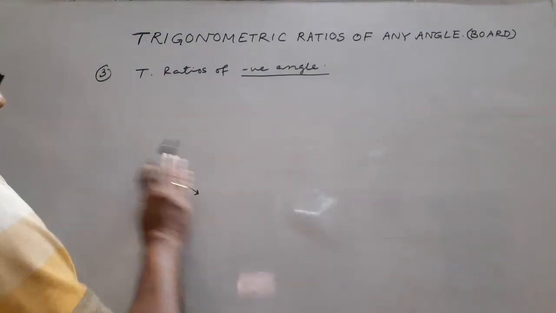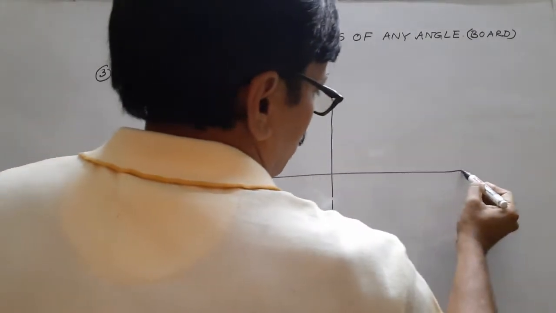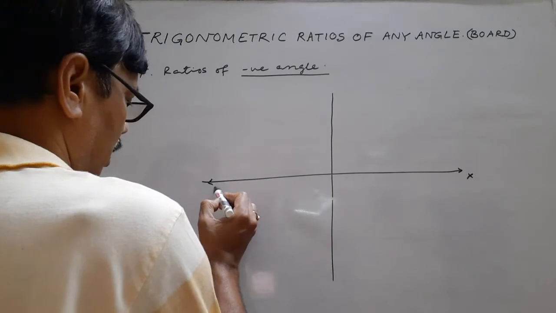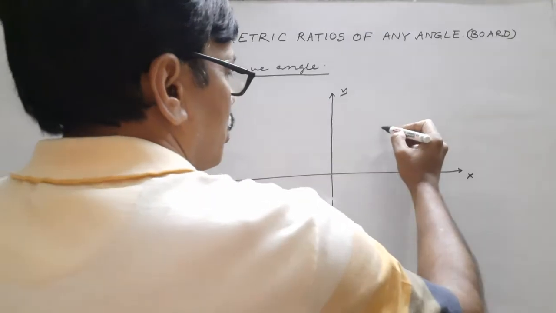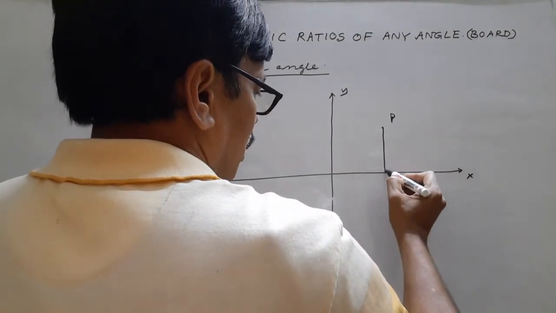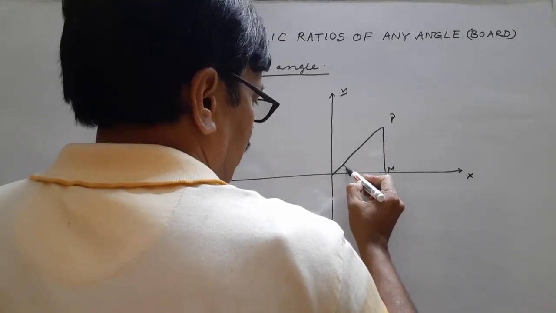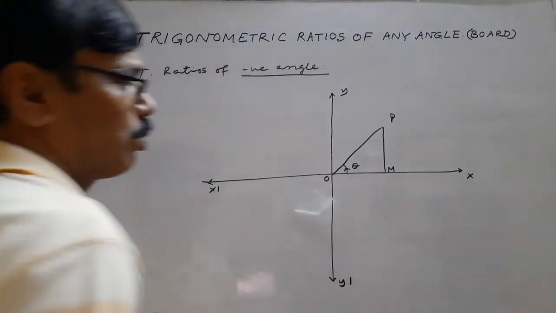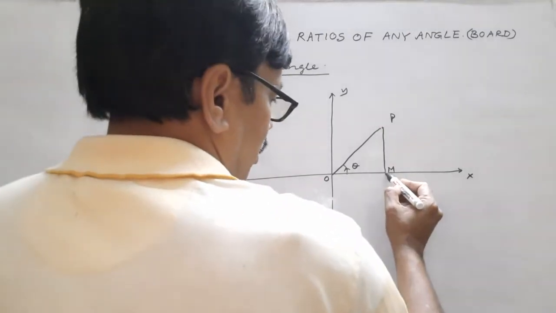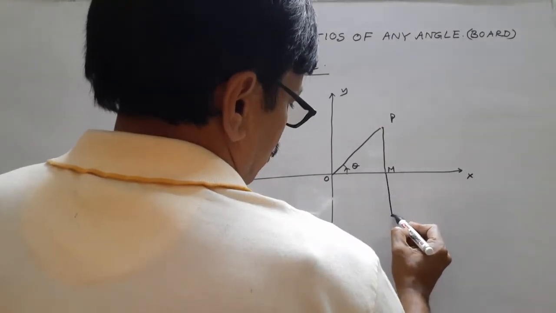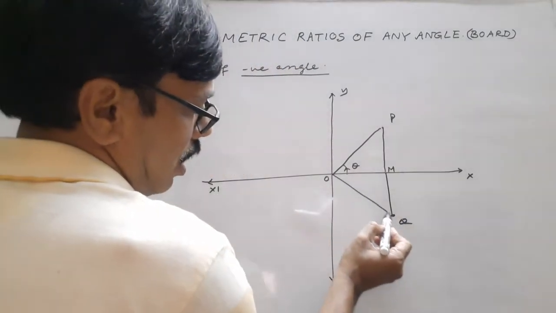So what are the trigonometric ratios of a negative angle? You only need to remember the result. So this is P, PM. Now this angle, anticlockwise, is theta, and this is O. Now make a construction: PM equals MQ, and add OQ.